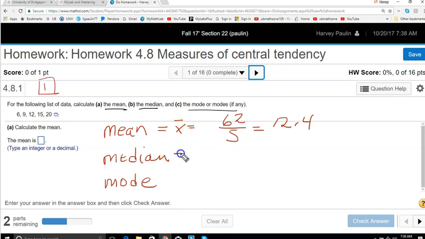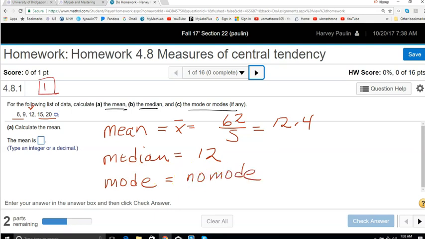Now for median, we want to put them in numerical order from lowest to highest, which it already is. And since there's 5, we're going to look at the middle term. There's 2 on this side, 2 on this side, so the middle term, that is the median. So this will be 12. And as we look, no item is repeated. So there's not one more than another, so there is no mode.